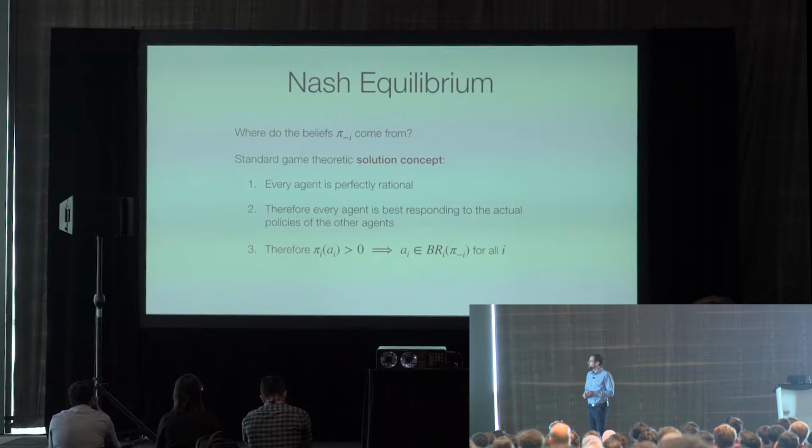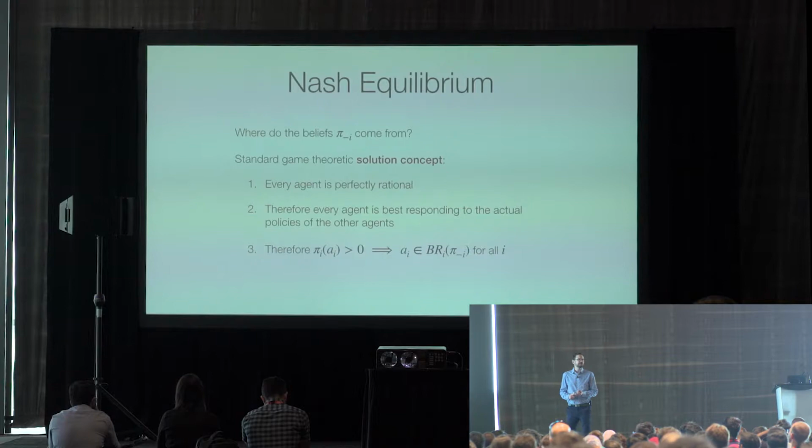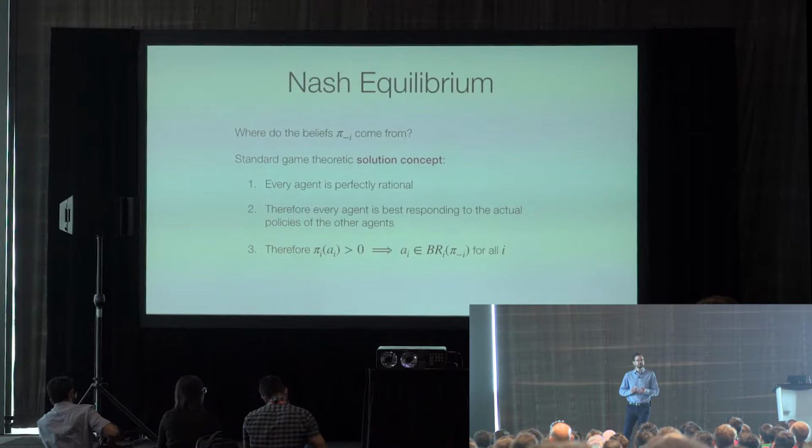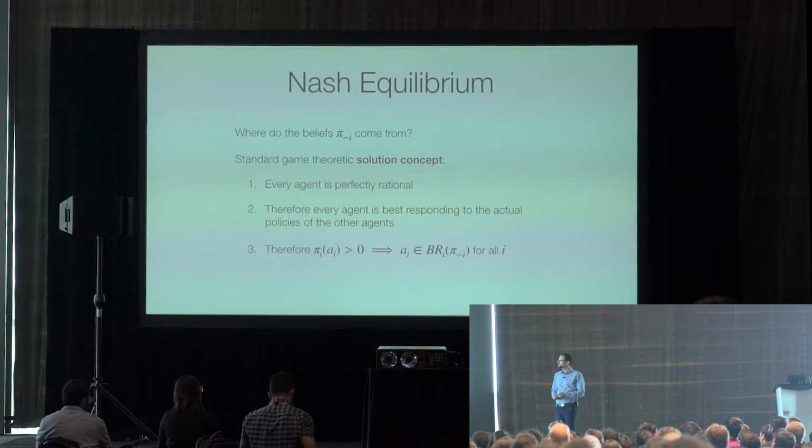Therefore, what does that mean? It means that any action that they're playing with positive probability in their current policy must be a best response. You might have multiple best responses at any given time, and so you're allowed to randomize among those, but you are not allowed to mix in something that's not a best response. And when I say not allowed, what I mean is if you are doing that, then you're not in Nash equilibrium. Okay? I mean, you can do whatever you want.